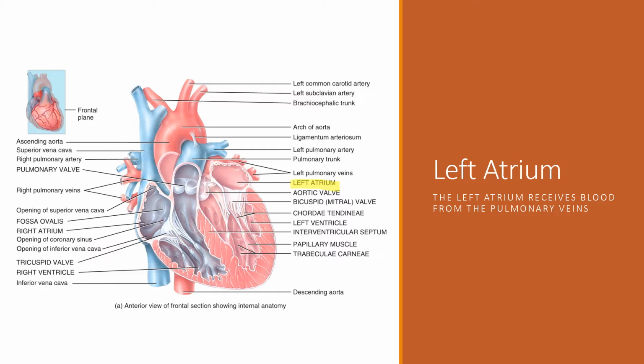It receives blood from the lungs through 4 pulmonary veins. So here we have the left pulmonary veins and the right pulmonary veins. So remember, veins bring blood to the heart. So this is blood coming from the lungs.